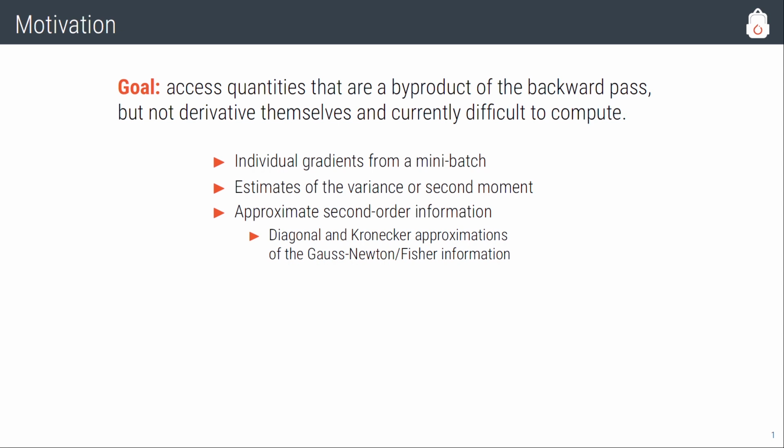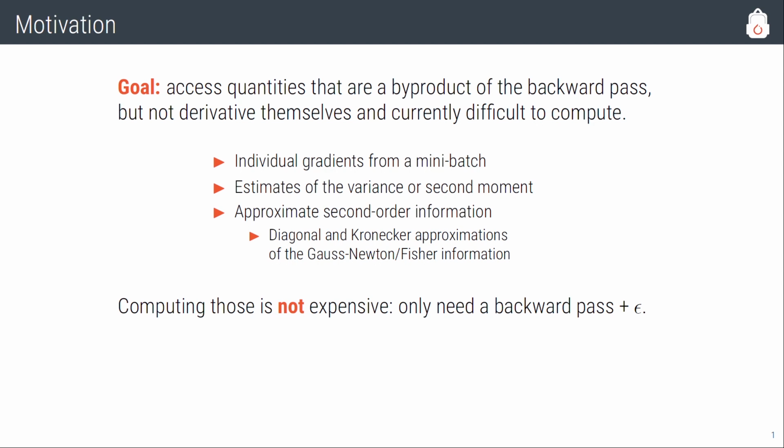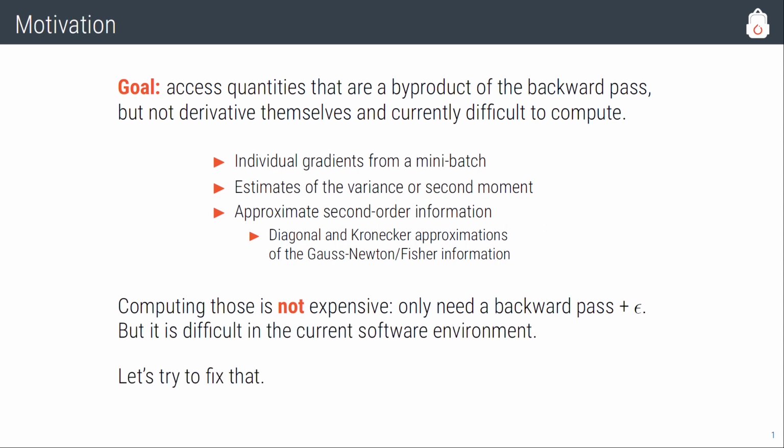One of the main points we would like to make is that the computation of most of those quantities is not necessarily expensive. Oftentimes, you just need a slightly more flexible, small modification of the existing backward pass. Sometimes, it is even possible to recycle information that is backpropagated by the auto-diff library. But it is difficult to do this in the current software environment. Using the backward pass as a black box is not enough to cheaply access those quantities. We hope that our software package enables you to spend less time on the implementation and more time on research, and that you think about what you could do if you had access to more information from the backward pass.